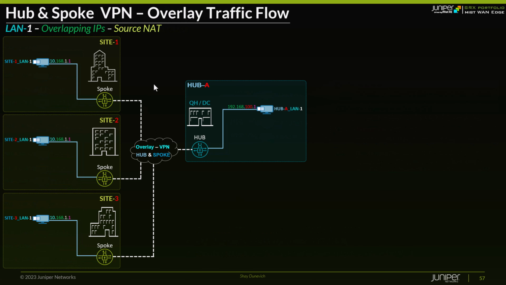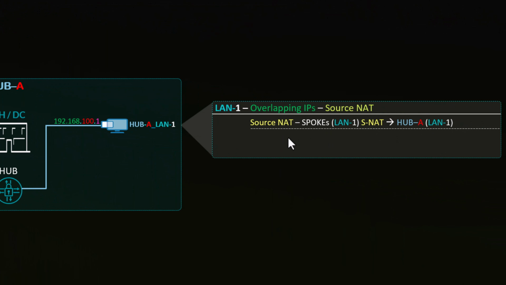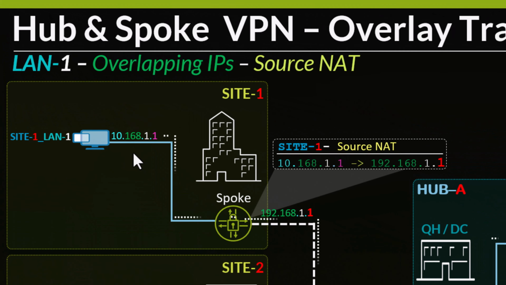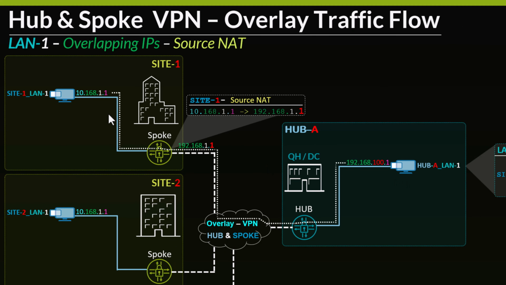And in this section, as I mentioned, we're going to take a look at LAN 1, which is our overlapping IPs use case. So if you consider LAN 1 to be overlapping IP, we'll show you how to configure source NAT on each and every site and also accept traffic on the hub. So just again, to baseline ourselves, let's say site 1, I have 10.168.1.1. This is a host on a 0/24 network, and it would want to communicate with the hub A LAN 1 host, and we're gonna source NAT when it leaves the spoke using the overlay. We're gonna source NAT this to 192.168.1.1. 1 stands for site 1.